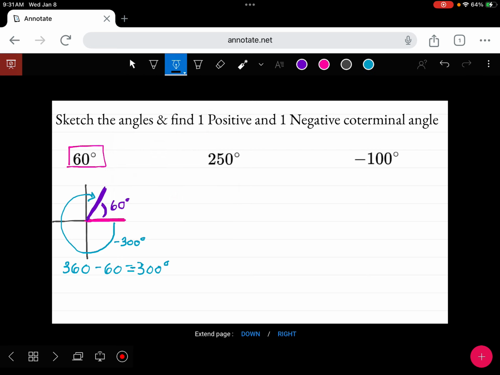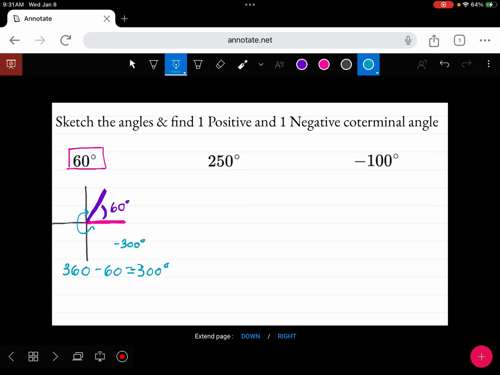So if I want to find another angle that exactly matches that, I'm going to switch my blue to be a little bit smaller real quick. Just making it smaller. Whoa, wrong pen. So this is our 300. What if I want a positive angle that's going to have the same initial side, same terminal side, but a different number to it? What could I do?